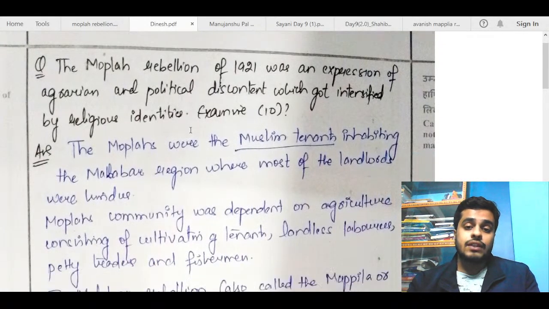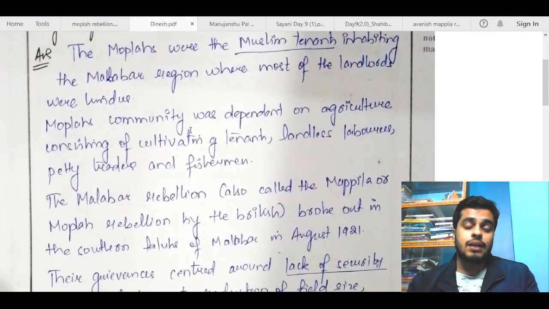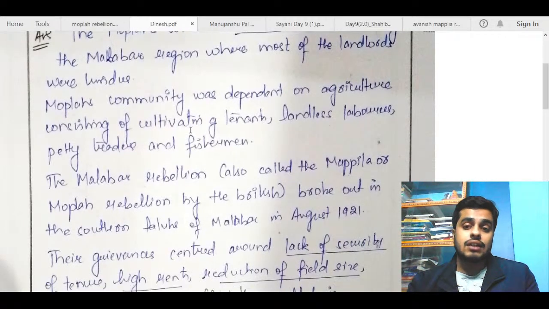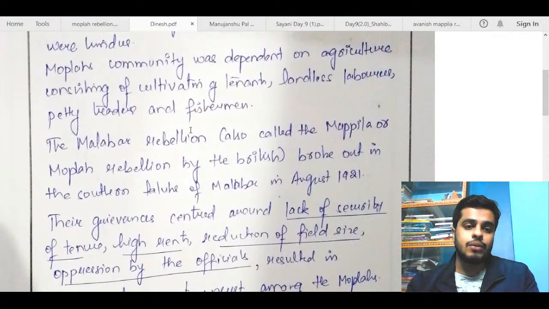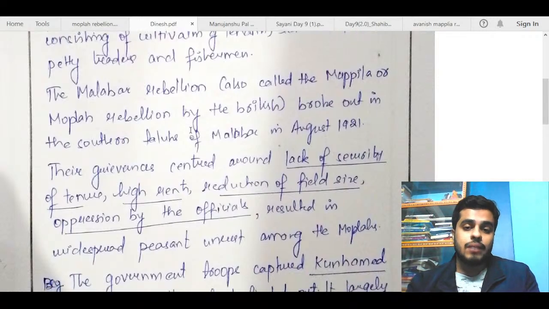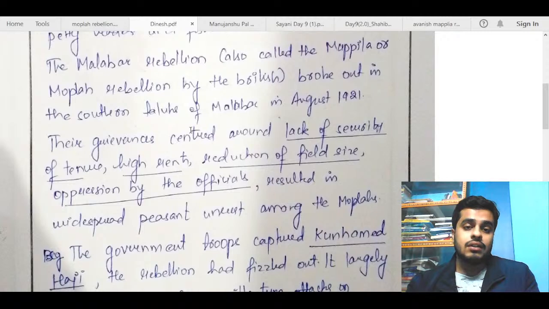The Moplahs were the Muslim tenants inhabiting the Malabar region where most of the landlords were Hindus. Fine. The Moplah community was dependent on agriculture, consisting of cultivating tenants, landless laborers, petty traders and fishermen. So this is fine. He has just introduced the community. The Malabar Rebellion, also called the Mapila or Moplah Rebellion by the British, broke out in the southern taluks of Malabar in August 1921. So okay, this is also fine. There you can talk about this. Okay, this is fine.